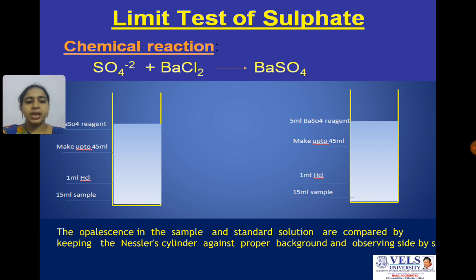So, how to do the procedure? Take 15 ml of sample in a Nessler cylinder, test, and take 10 ml of standard solution, dissolved in 5 ml of water. To both the Nessler cylinders, add 1 ml of HCl each and make the volume up to the 45 ml mark. Then add 5 ml of barium sulfate reagent to both the solutions, stir and keep it aside till the opalescence forms. The opalescence in the sample and the standard are compared by keeping the Nessler cylinders against a proper background and observing side by side. If the test opalescence is less than that of the standard, then it passes the limit test, otherwise it fails the limit test.